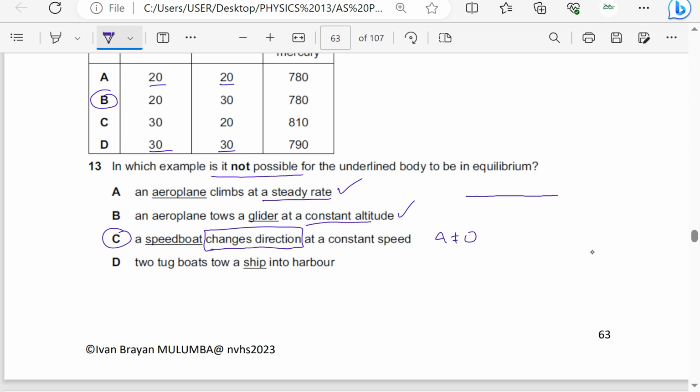Two tugboats tow a ship into harbor. They can be towing the ship into harbor at a constant speed. So there is a possibility of equilibrium. But when there is change in direction, the velocity changes, so the acceleration will not be zero. So the answer is C.